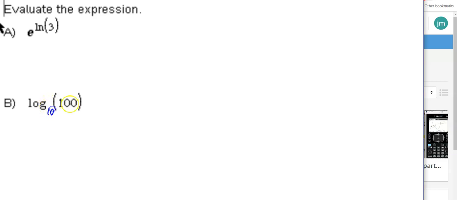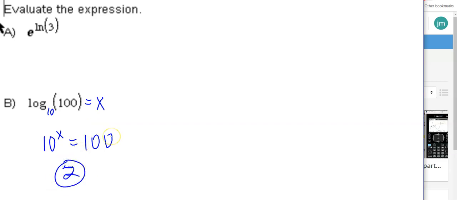So this is base 10. It's understood to be base 10. So this one would be, let's just say x. This would be an exponent form: 10 to the what power is equal to 100? So x must equal 2, right? 10 to the second power is 100. So writing the base there really does help us think it through and solve a problem like that.